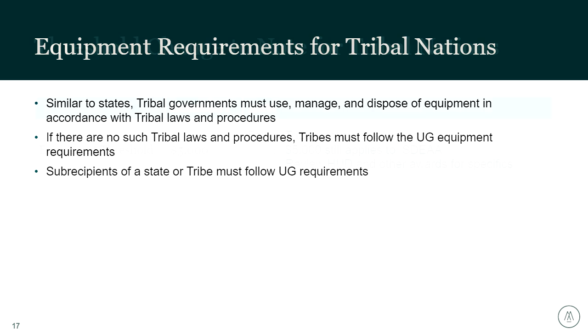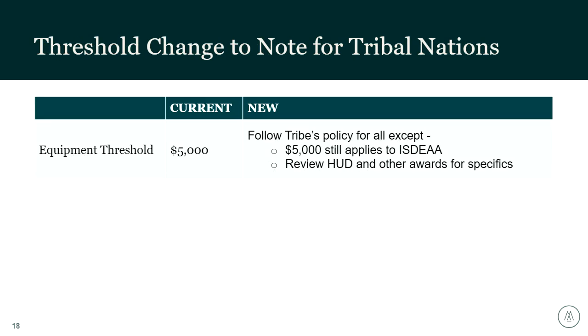One thing I want to caveat is the equipment threshold that Matt talked about, that's going from $5,000 currently to the new threshold. For non-tribal nations, it is going to $10,000. However, for tribal nations, your policy can now dictate what you want the threshold to be, at what level of dollar amount you want to start tracking and managing equipment that's purchased with federal funds.